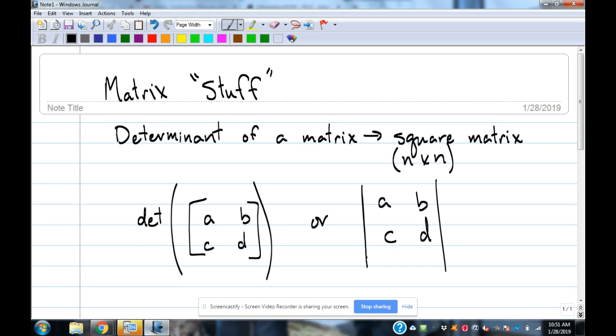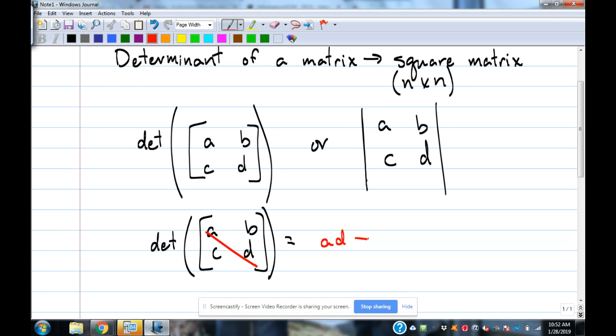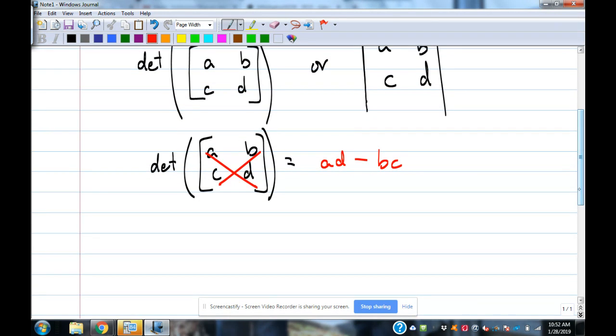All right, so 2 by 2s, really easy to do by hand. All you've got to do to find the determinant of a 2 by 2, so let's just use the letters and then we'll do an example with numbers, is multiply the diagonals. A times D, and then subtract B times C. And that gets you a single number that is the determinant of that matrix. For a 2 by 2, it is that easy.